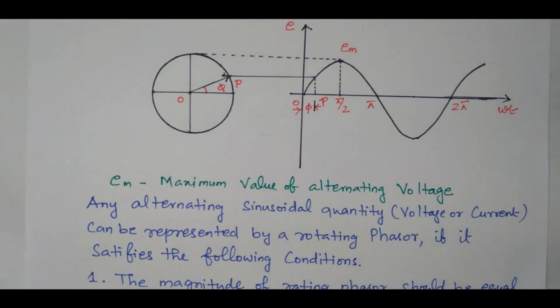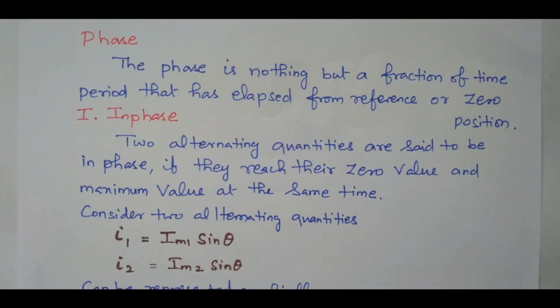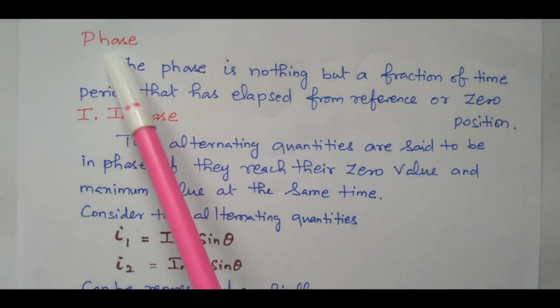Now we'll go to in phase, out of phase, and the phase angle between two quantities. The phase is nothing but the fraction of the time period that has elapsed from the reference or zero position. How one quantity deviates from another is nothing but the phase.